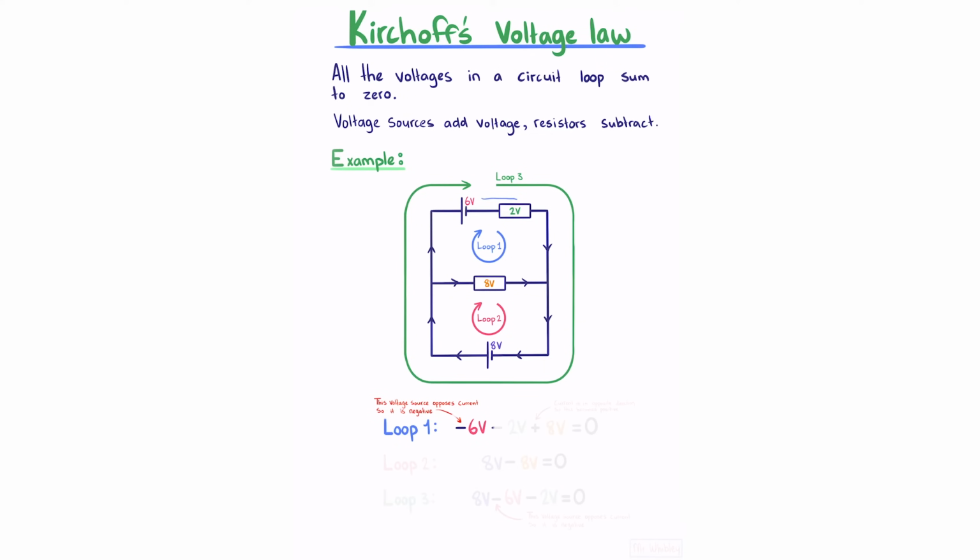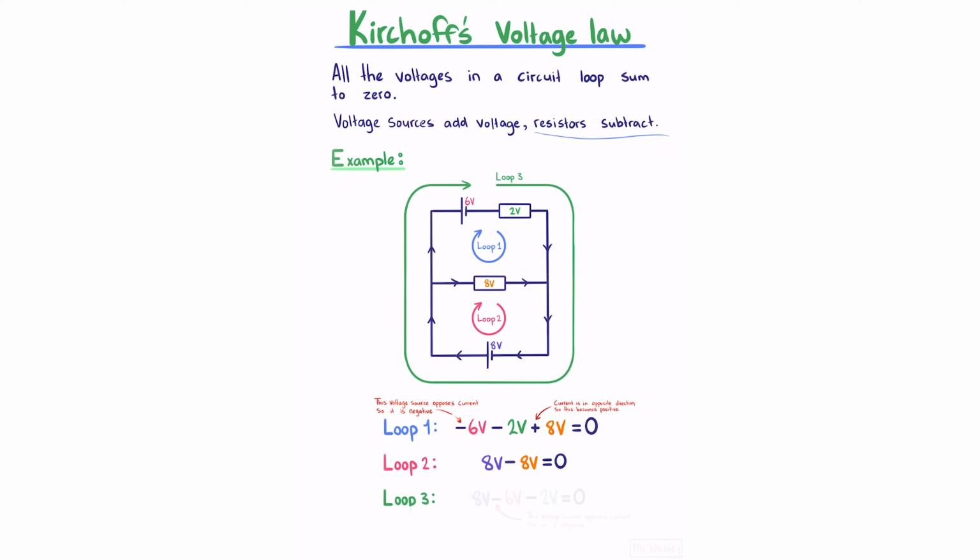Continuing around, we have our resistor, which subtracts our 2 volts. Continuing further, we reach our resistor of 8 volts, and whereas usually our resistors subtract, in this case the current is in the opposite direction, so this becomes positive. Completing our loop, minus 6 minus 2 plus 8 does indeed equal 0. Let's now look at our loop 2. Starting off with our 8 volts, moving around clockwise once again, we reach our 8 volt resistor which subtracts 8 volts, and then we bring ourselves full circle, which means that our 8 minus 8 is equal to 0.